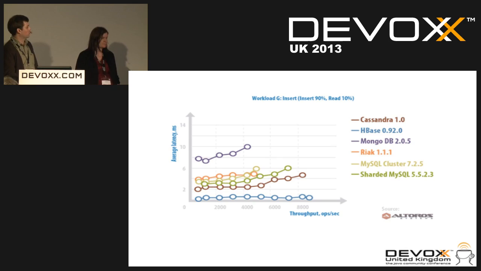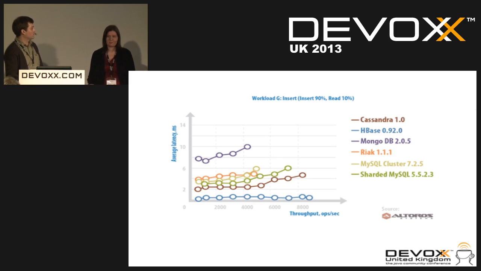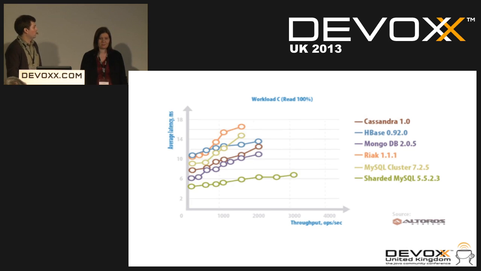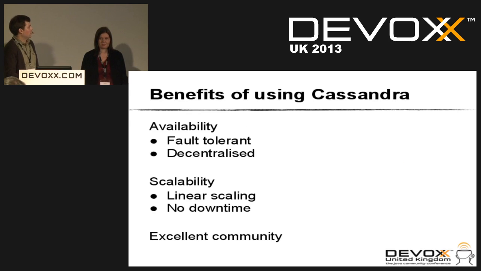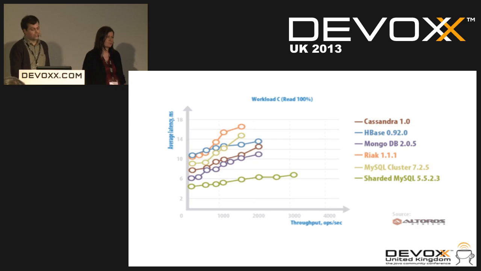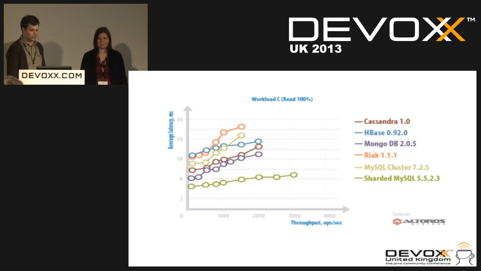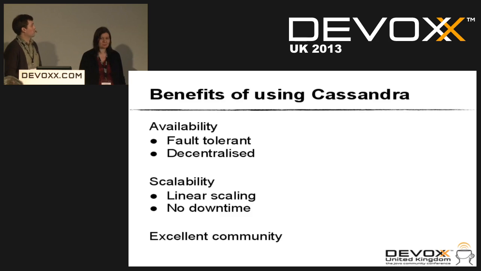That's an insert-heavy workload, Cassandra coming out second best. That's a mixed load, again second best. And that is a read-heavy workload with Cassandra in third place. Don't look at the comparisons as which database is better or which database is worse, because they all have very different use cases. It just shows that Cassandra, if it fits your use case, is a very capable data store with regards to speed.